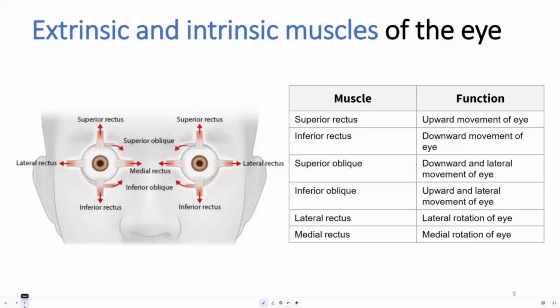Let's talk about the extrinsic and intrinsic muscles of the eye. We have the superior rectus, which moves the eye upward, the inferior rectus, which moves the eye downward, the superior oblique muscle, which depresses the eye and moves it laterally, the inferior oblique, which elevates the eye and moves it laterally, the lateral rectus, which moves it laterally, and the medial rectus, which moves it medially. These control the movement of the eye and anchor it into the orbit.